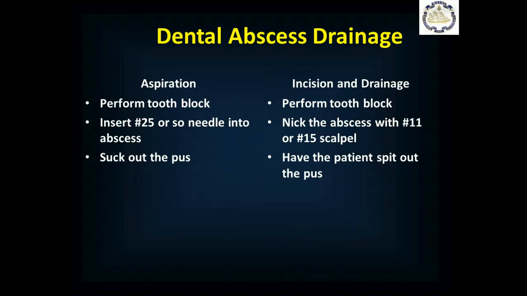If it's a big abscess, you need to do an incision and drainage. So you perform a tooth block, and then you just nick the top of the abscess with a number 11 or number 15 scalpel. It'll burst open, the pus will go all over the patient's mouth. Have them spit it out, have suction ready, and have some water ready so they can swish it and spit it and suction everything out.